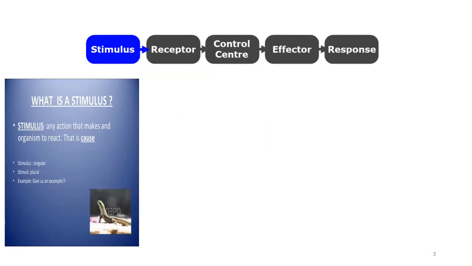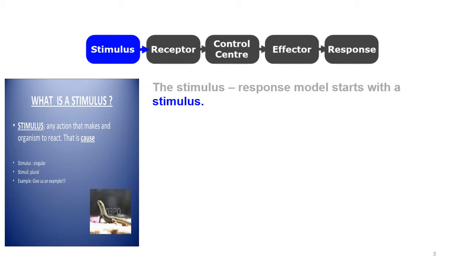What is a stimulus? A stimulus is any action that makes an organism react, that is, cause. Just remember, stimulus is singular, stimuli is plural. So let's have an example. The stimulus response model starts with a stimulus. A stimulus is anything the body senses.